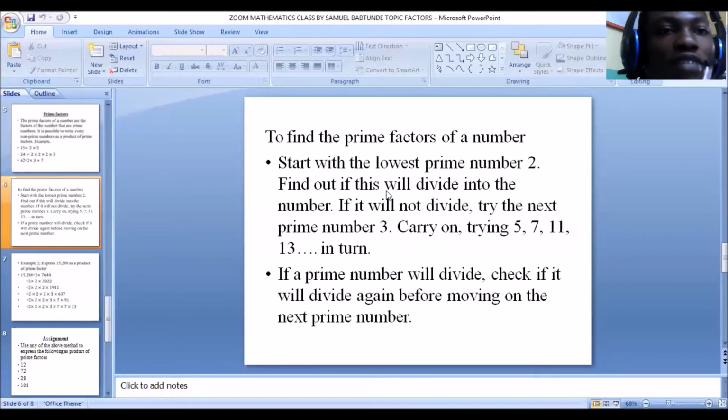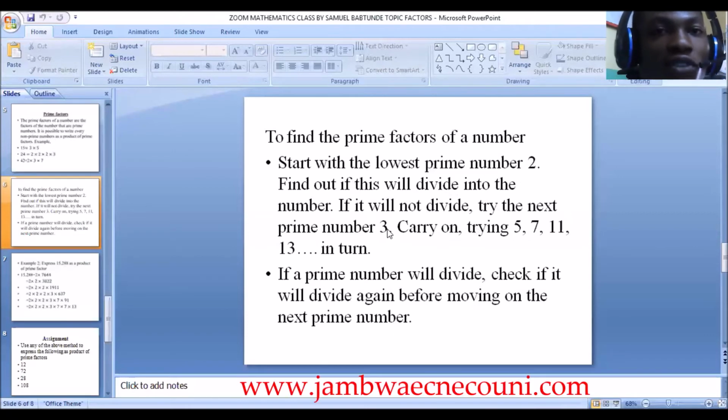Now you find out if this number is divisible by 2. If it's not divisible by 2, what do you do? You now try the next prime number, which is 3. Take for instance 24. You find out, okay, 24 divided by 2. Can 2 go into 24? Yes, you now continue with 2. But if it's something like 15, you know that 2 cannot go into 15. 15 is not divisible by 2. What do you do? You just skip 2 and move to the next prime number, which is 3.